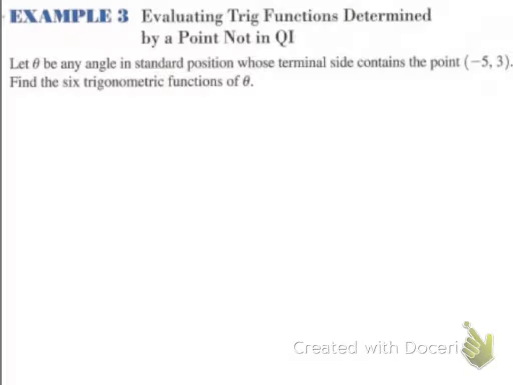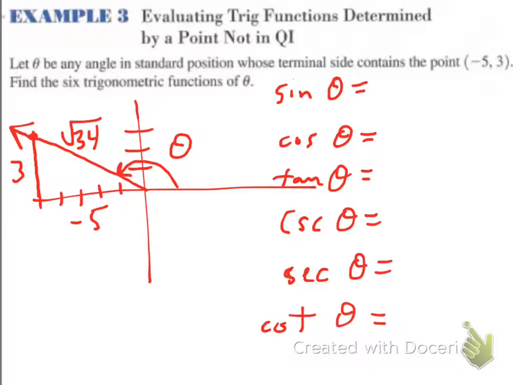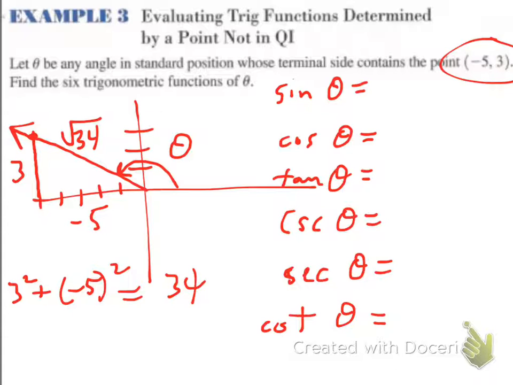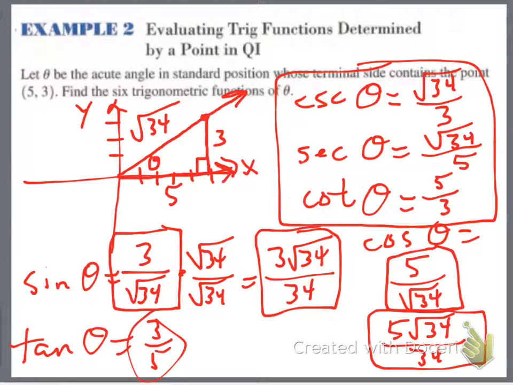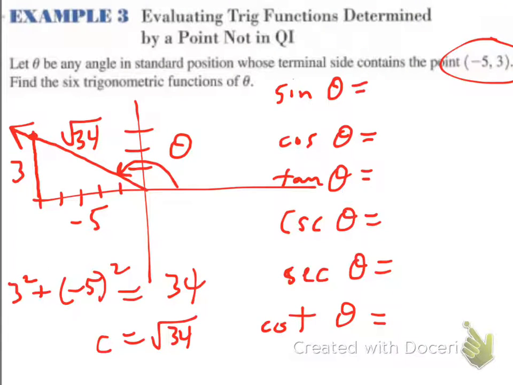Now, the next example. We paused, so that's why this part of the video is going to be kind of disjointed. We have the exact same problem here. The only difference is now the point is in quadrant 2. Now, when you do the Pythagorean theorem, everything comes out the same. If you do 3 squared plus negative 5 squared, that's still going to give you 34, and c will still equal radical 34. So all these answers that we got are going to be the same, except some of them are now going to be negative.